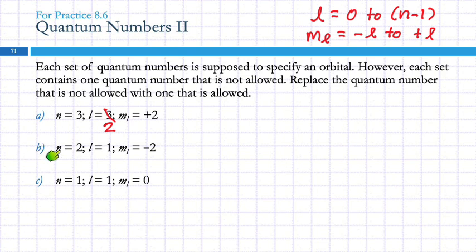Okay, let's look at this one. So n equals 2, L equals 1. Does that work? Yeah, because L needs to be 0 up to n minus 1. So n minus 1 is 1, so it's at that upper limit, but it's okay. And if L is 1, can m sub L be negative 2? No. What could it be? Negative 1, 0, or plus 1. So there's actually 3 possible correct answers for that one.